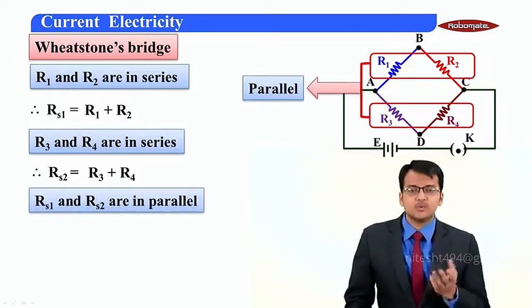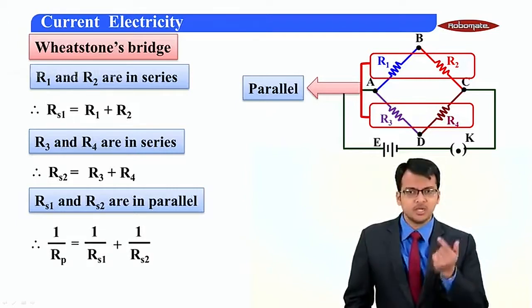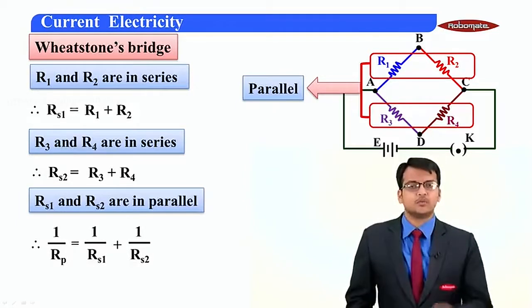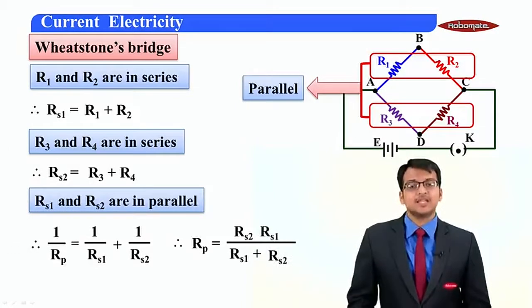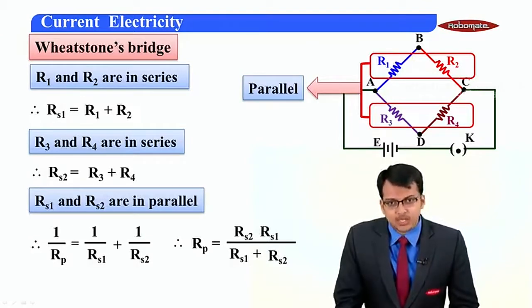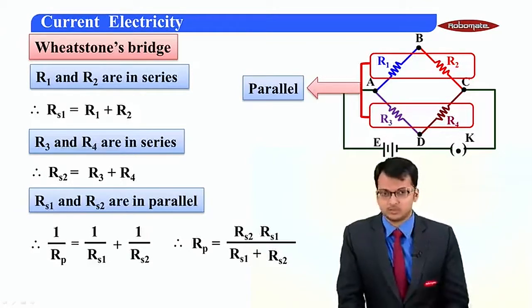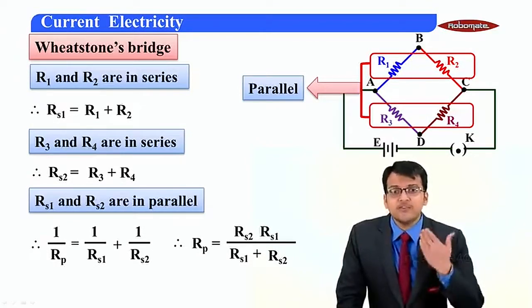That means, from my school section, I know how to solve two resistances in parallel, dear students. Yes, the equation is very simple: 1 upon R1 plus 1 upon R2. But here R1 is RS1 and R2 is RS2. Hence, I get this equation as RP equal to RS1 into RS2 upon RS1 plus RS2. Confusing? Don't worry, dear students. We will try to simplify it more.